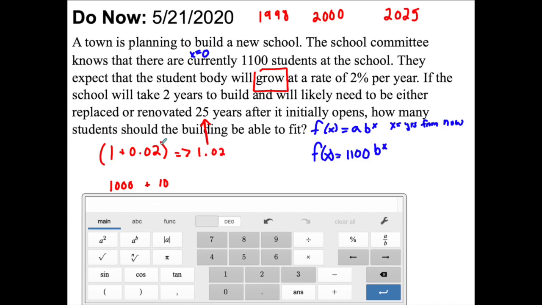1.02. Okay. And so if you haven't seen it yet, please take a look at my video on exponential growth and decay and modeling, because it's always either going to follow 1 plus or 1 minus, because either we're going to be starting with 100% and adding due to growth, or we'll be starting at 100% and subtracting due to decay. Okay. So we'll write f of x equals 1,100 times 1.02 to the x.